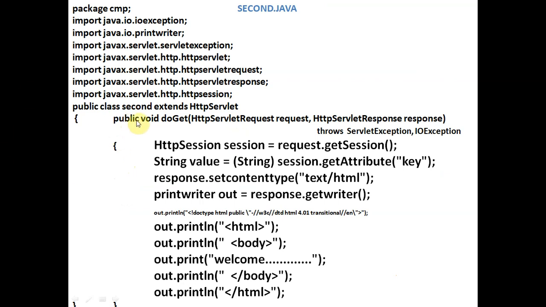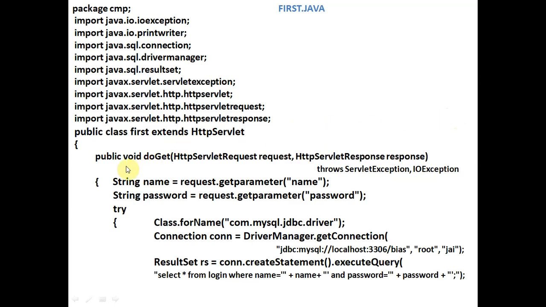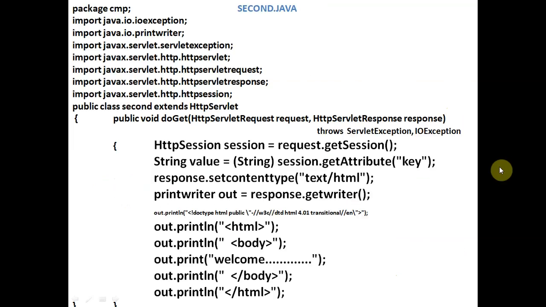And in the same way we are writing doGet with HttpServletRequest object and HttpServletResponse object, throws ServletException, throws IOException. See, again here also the same prototype of the function: doGet, HttpServletRequest, HttpServletResponse, throws ServletException, throws IOException. So the same statement we have written here also. Now the first statement we will write here.